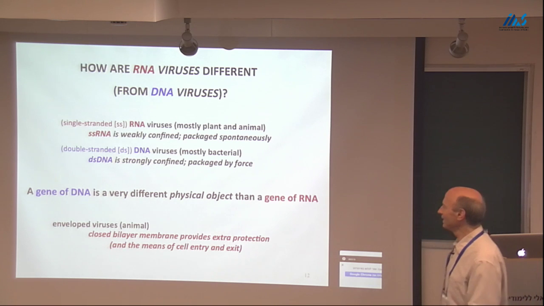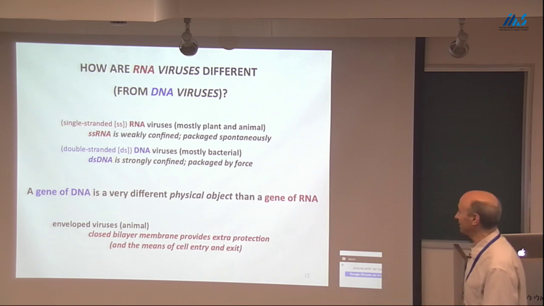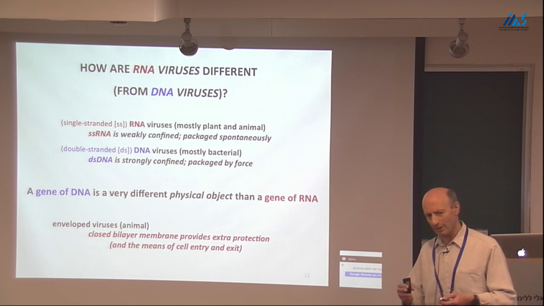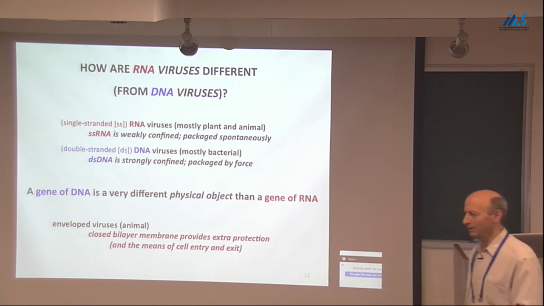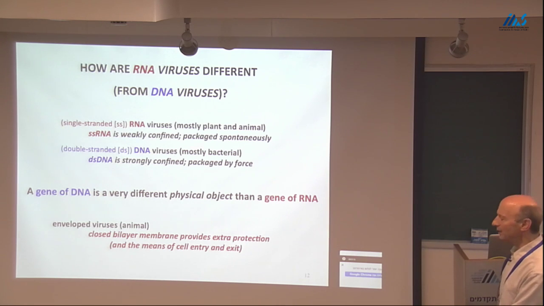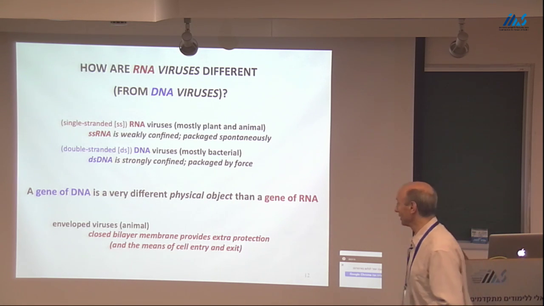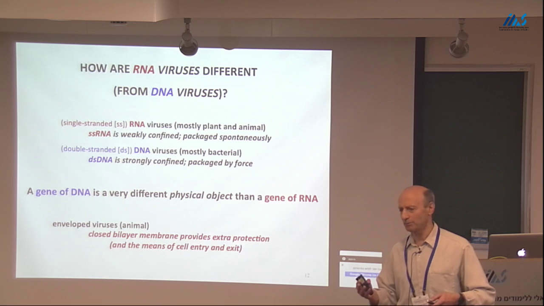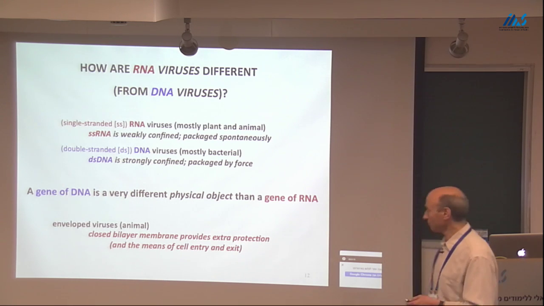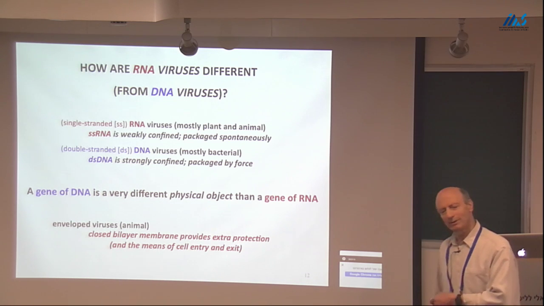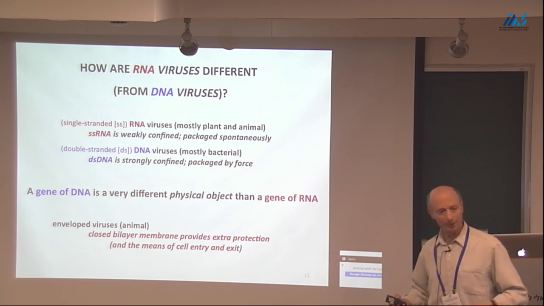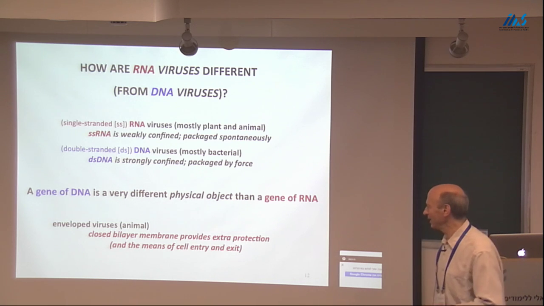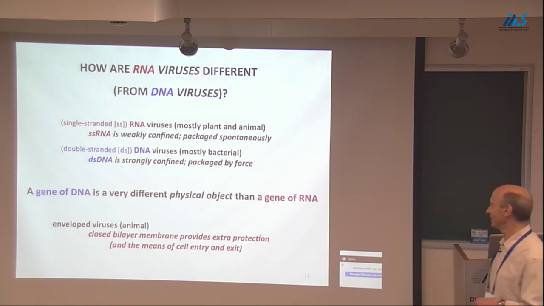RNA viruses involve a genome that is weakly confined. Related to that, it is spontaneously packaged in a co-self-assembly process when the RNA is in the presence of the associated capsid protein. DNA viruses involve the genome being strongly confined, and in most cases, the genome is packaged into a preformed capsid, and a lot of work has to be done to do that. And that's because double-stranded DNA is a very different polymer as a physical object than single-stranded RNA. And I state it more dramatically here that a gene of DNA is a very different physical object than a gene of RNA.